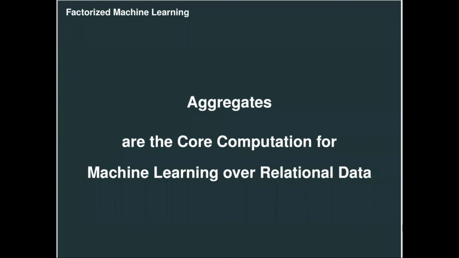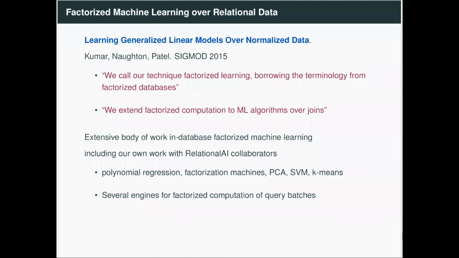Now, the final area that I want to briefly mention is that of factorized machine learning. The reasoning goes as follows. The data-intensive computation for training machine learning models over relational data can be expressed by a batch of aggregates. Therefore, by leveraging the body of work on factorized aggregate computation, we can now readily provide efficient model training over relational databases. First off, the term factorized learning has been proposed by Kumar, Naughton, and Patel in a SIGMOD paper. They say, we call our technique factorized learning, borrowing the terminology from factorized databases.